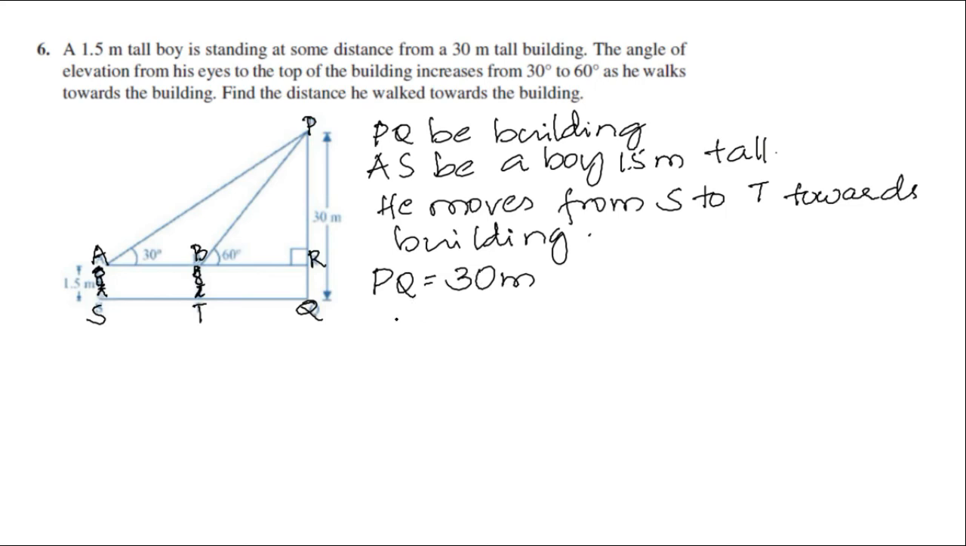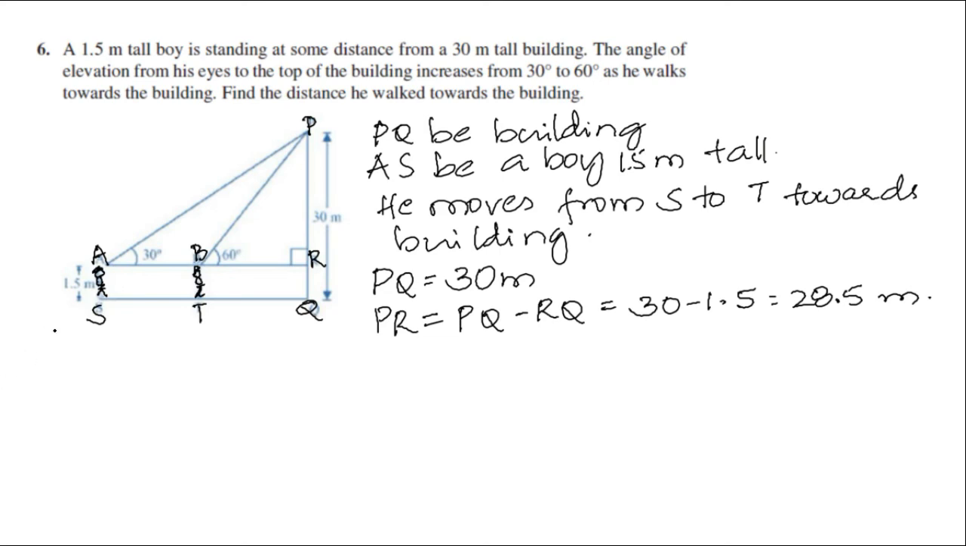Therefore, the length of PR will become PQ minus RQ, which will be equal to 30 minus 1.5, which is 28.5 meters. Now, with this opposite side PR, I can find with respect to 30 degree and 60 degree the length of AB and BR. Once the length of AB and BR is known, we can find the length of AB, which is equal to ST.